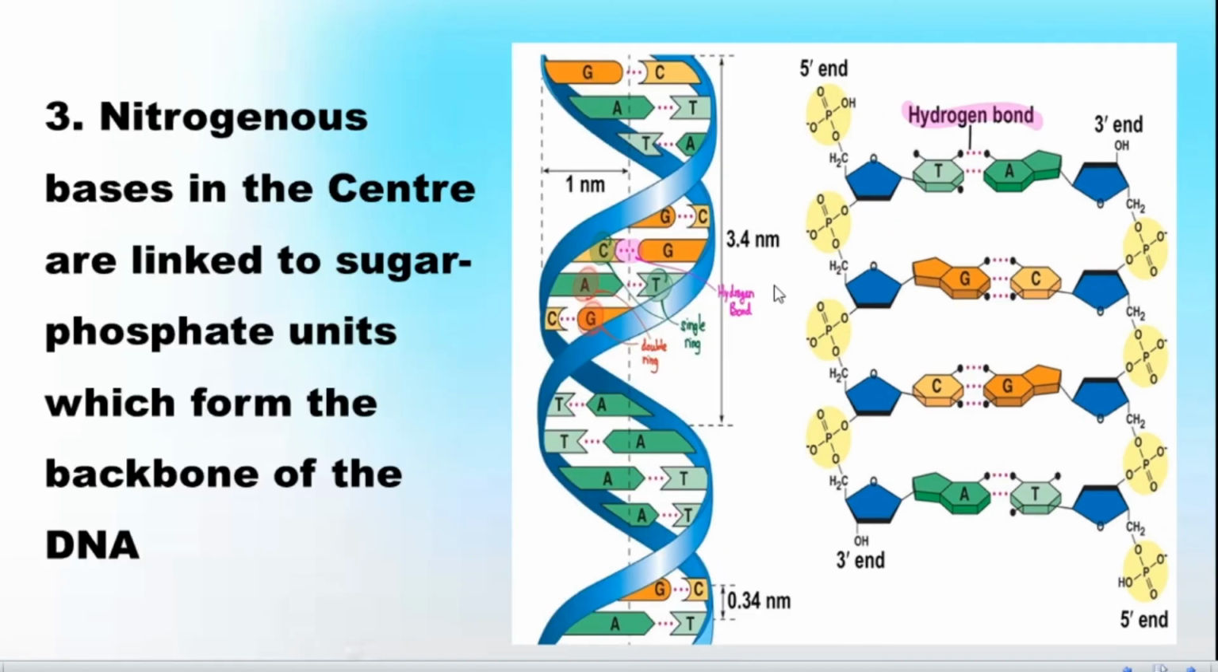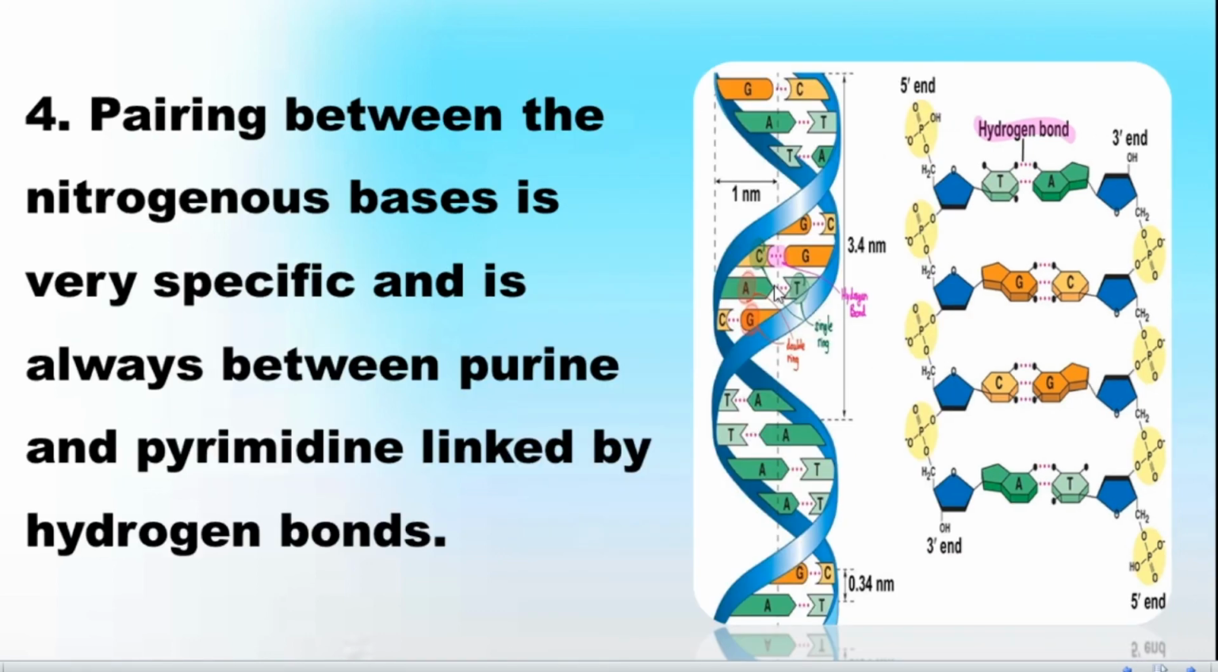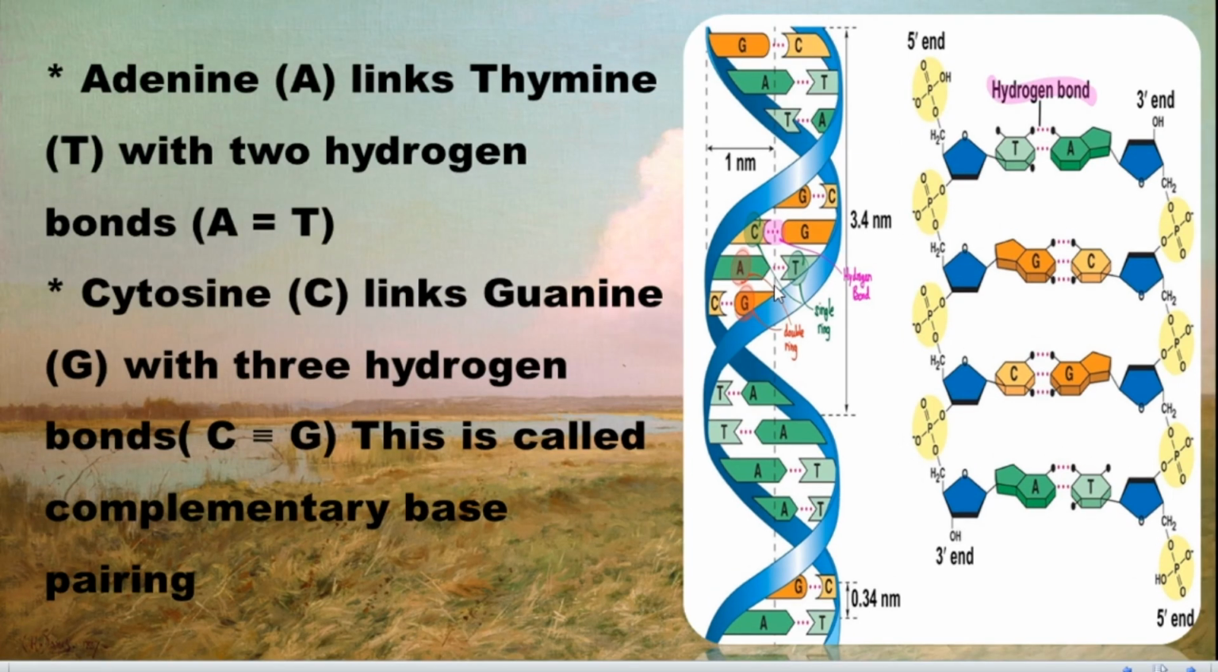Then you have to explain that the nitrogenous bases are supported by the backbone of the DNA, which is made up of units of sugar and phosphate group. You have to explain that the pairing of the 2 nitrogenous bases is very specific and is always between a purine and a pyrimidine, linked by hydrogen bonds. So you have to explain that adenine always pairs with thymine, and thymine always pairs with adenine. The thymine is equal in number to the adenine.